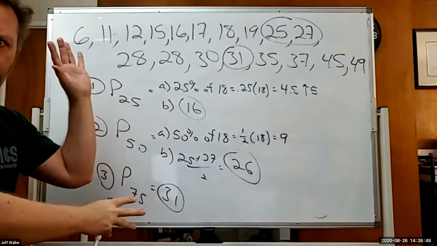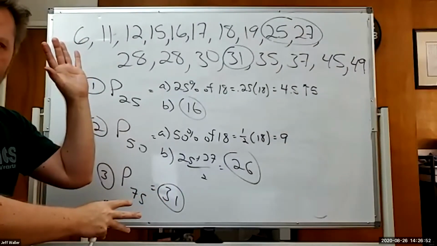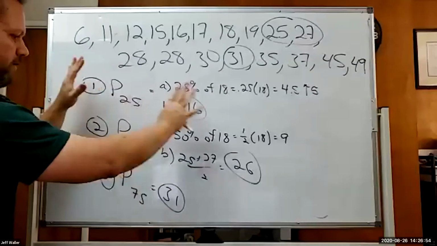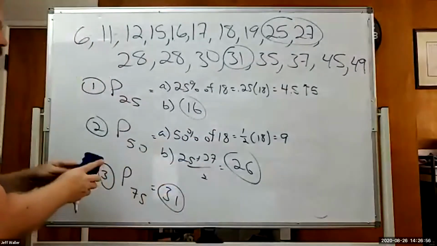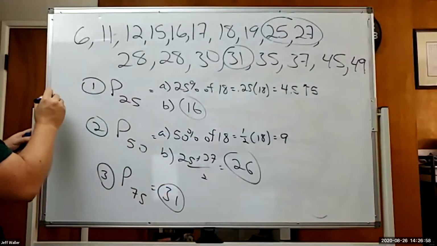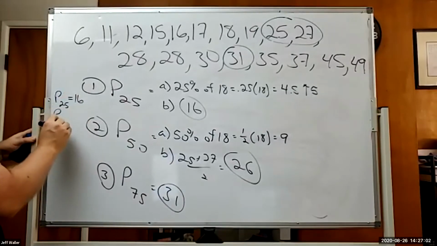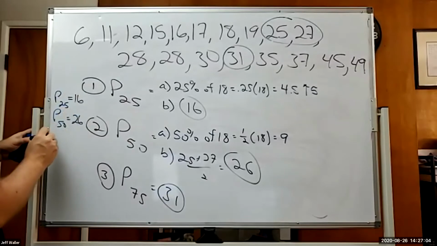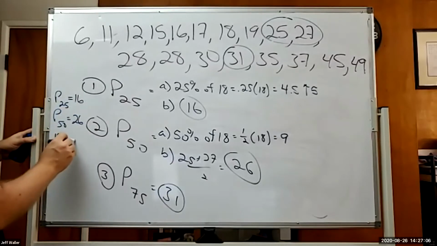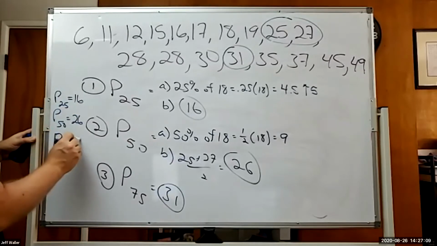I want to do one more thing with this. So what I'm going to do, I'm going to erase this here so I have some room to work with. P25 is 16, P50 is 26, and P75, what kind of letter is that, Jeff? It's 31, okay.